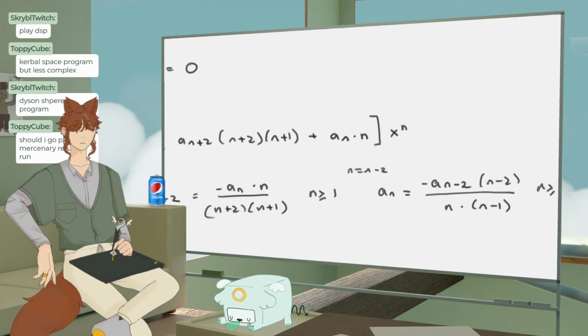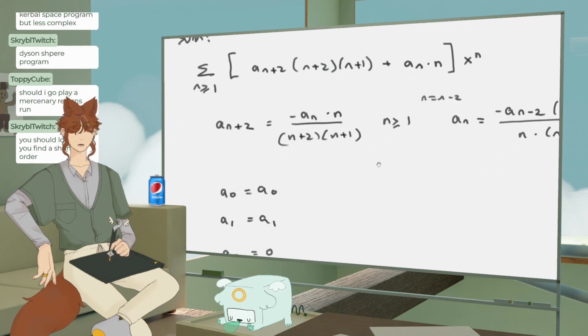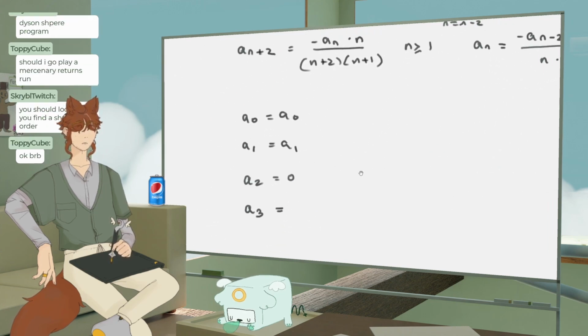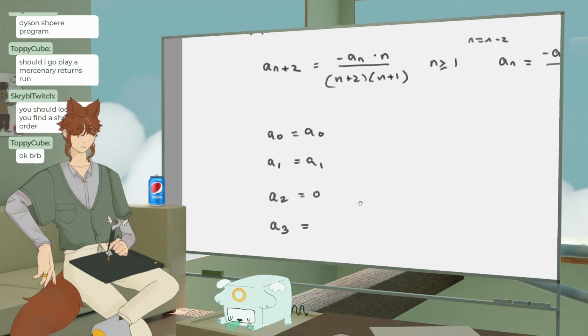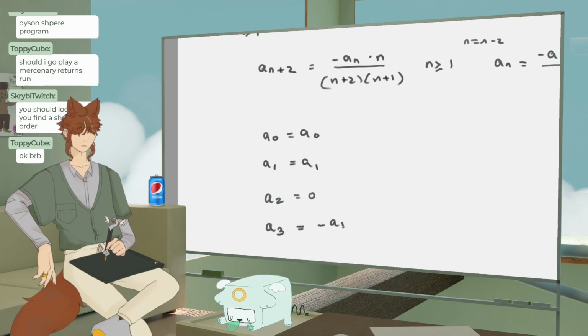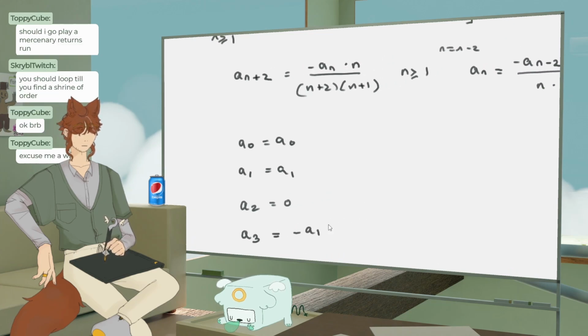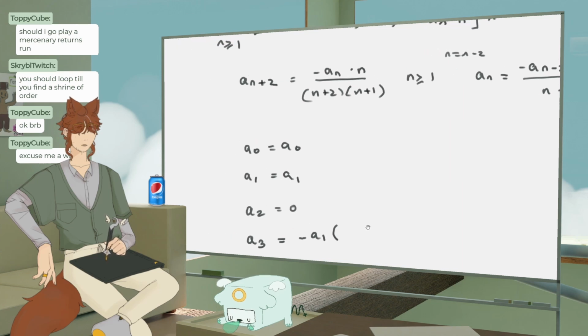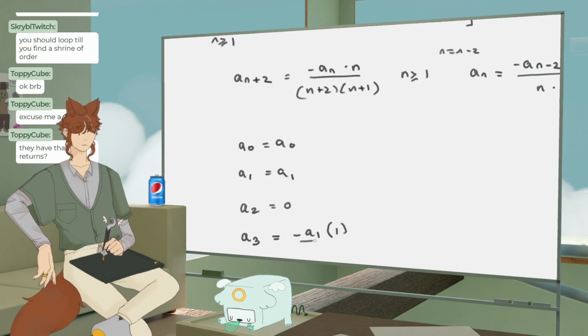And then that goes up. Okay, I did it right, though. Why am I getting it wrong? Okay, A3 equals negative A1 times n minus 2, which is 1, over 3 times 2.